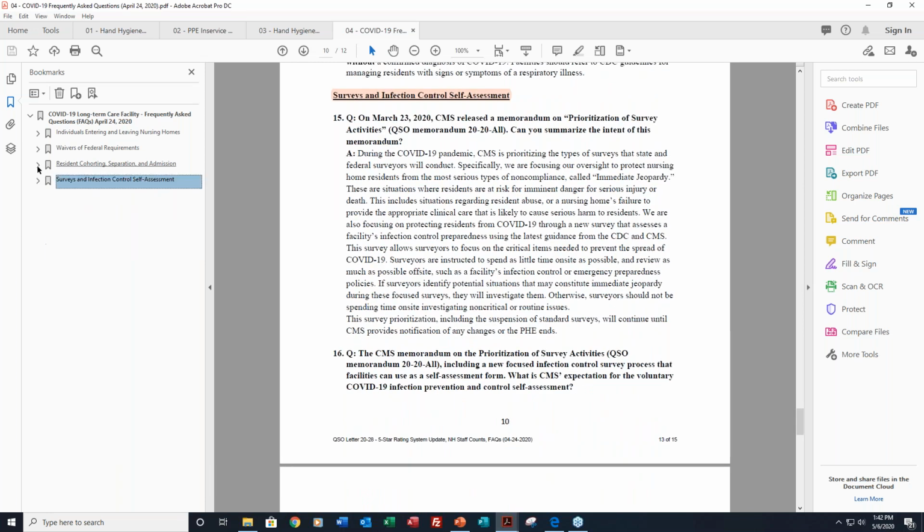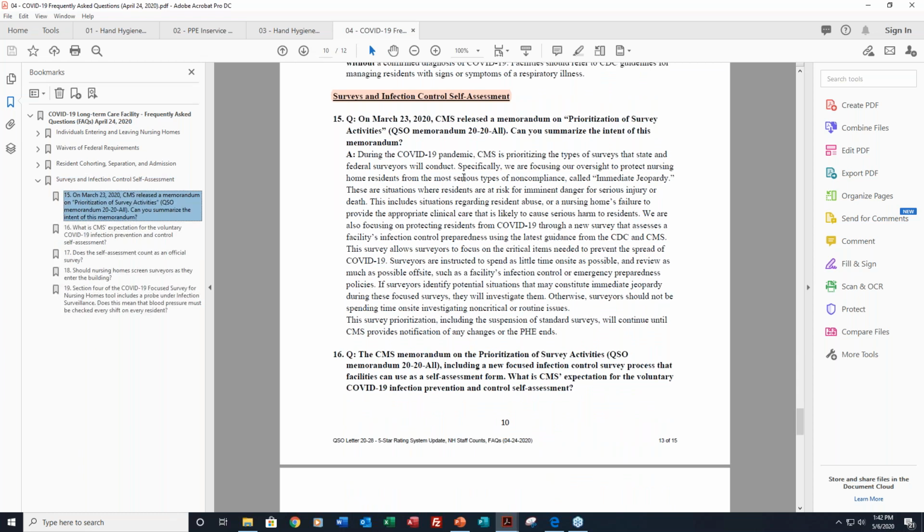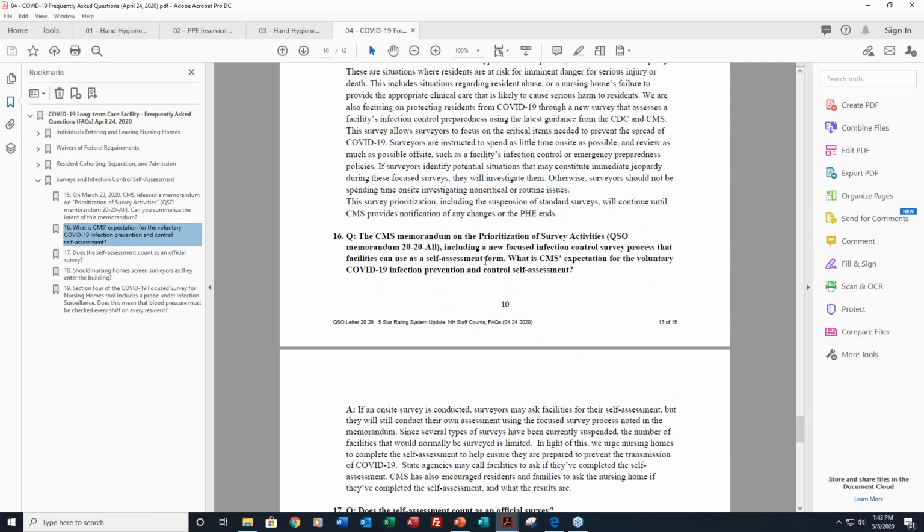But then it gets into the survey process. Talks about, and Greg mentioned this, QSO 2020. Can you summarize what that memorandum's about? And then it talks about your focused infection control survey process. What is that? But it talks about an assessment tool, including a new focused infection control survey process.